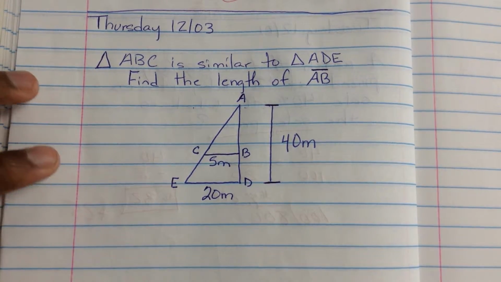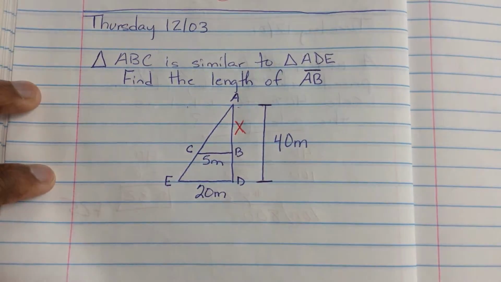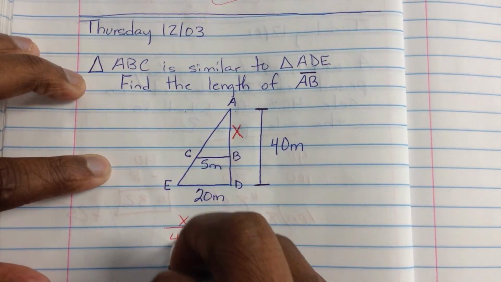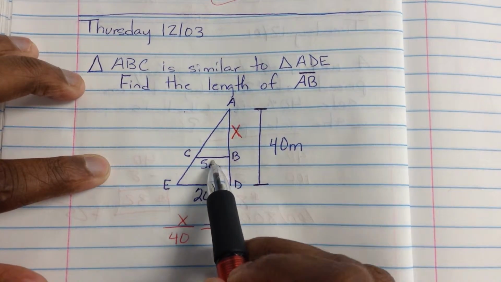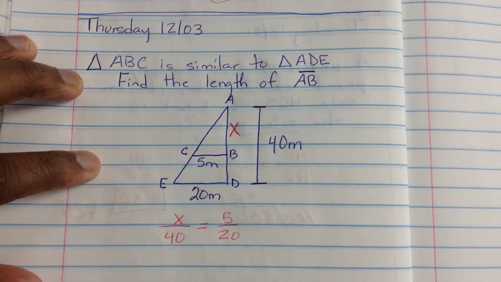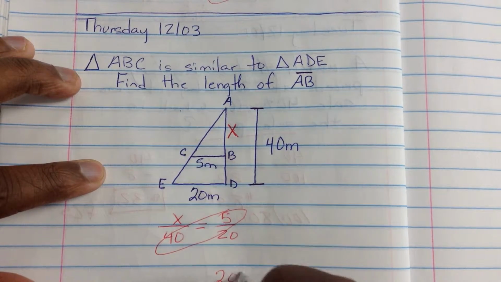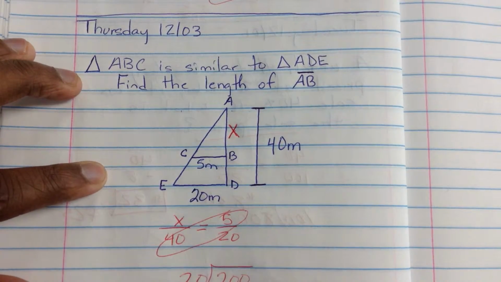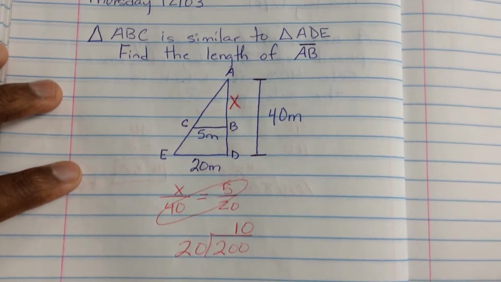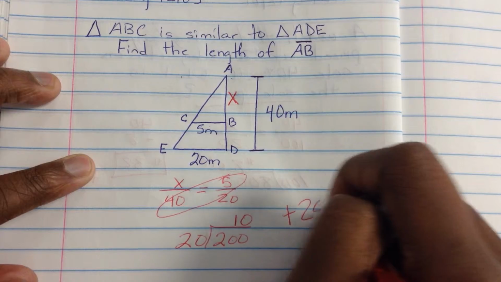Here we were asked to find the length of A to B. I'll put an X there. That's what we're searching for, A to B. So X is compared to the number 40. That's where I would start off. Just like 5 is compared to the number 20. So I will cross multiply 40 times 5 and get 200 divided by 20. 20 goes into 20 one time with a 0 left over, so my answer is 10. If you got it right, plus 25.